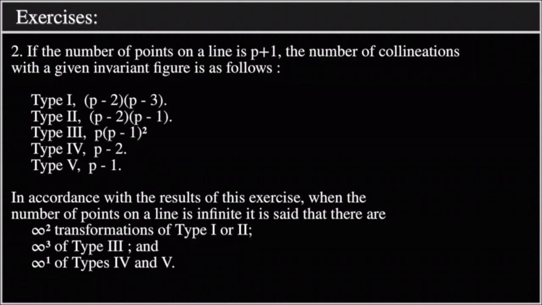In accordance with the results of this exercise, when the number of points on a line is infinite, it is said that there are infinity squared transformations of type 1 or type 2, infinity cubed of type 3, and infinity of types 4 and 5.